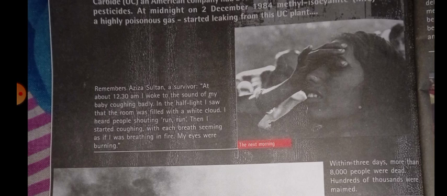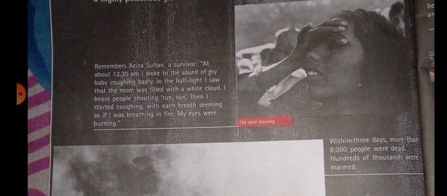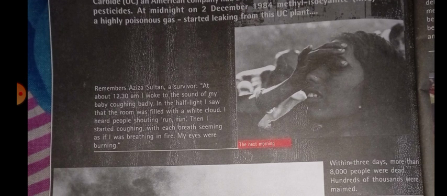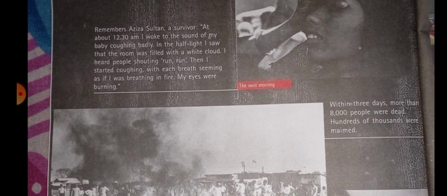8,000 people died. Can you imagine, in 3 or 4 villages, if 8,000 people died, what would happen to those villages? So it was a dangerous tragedy caused by a factory. It was not an accident, it was negligence, nothing else. Within 3 days, more than 8,000 people were dead, hundreds of thousands were maimed. You can see the photos: not a single person is buried alone. Hundreds, thousands of people are buried together, because all the people were dying. How can it be arranged for a single person? They had to arrange it all together and bury all the people.